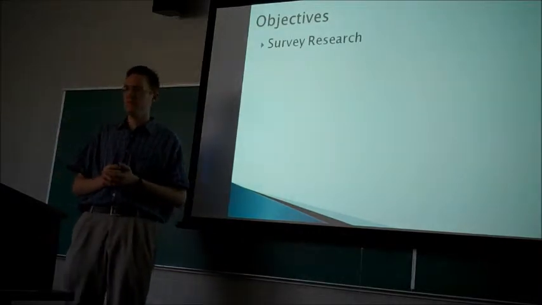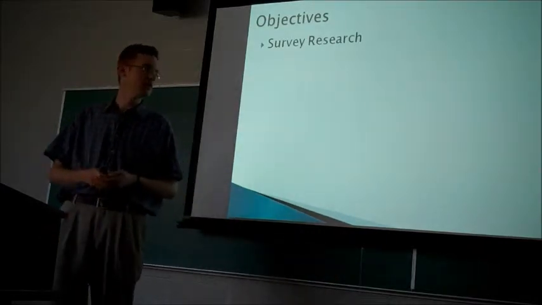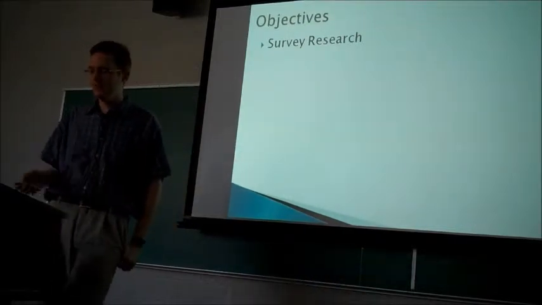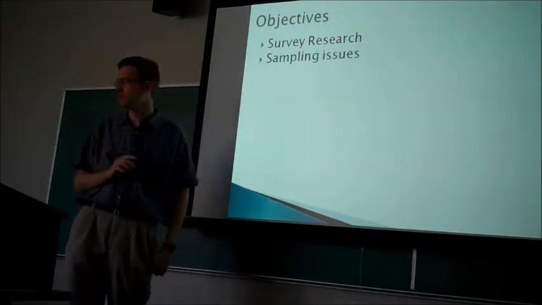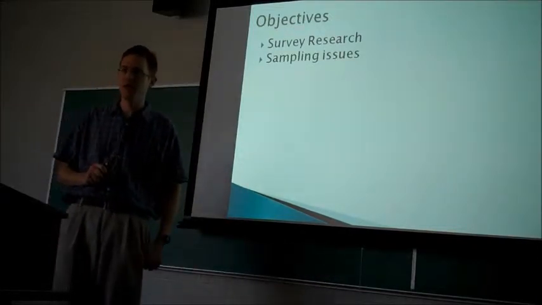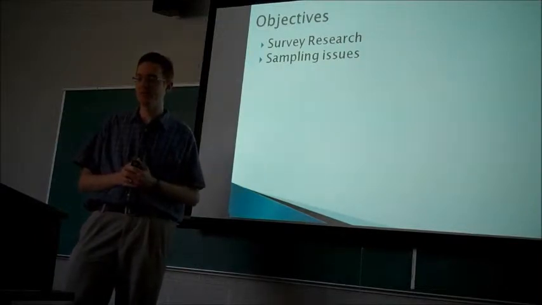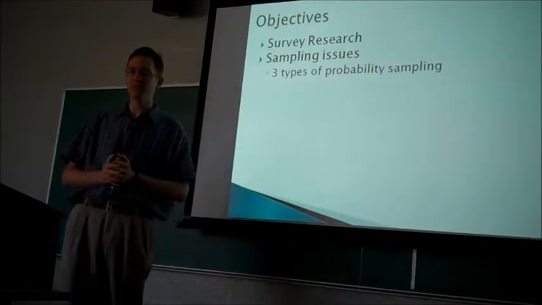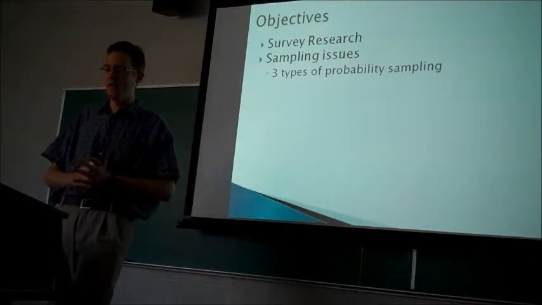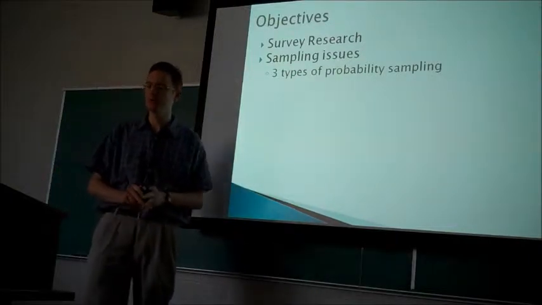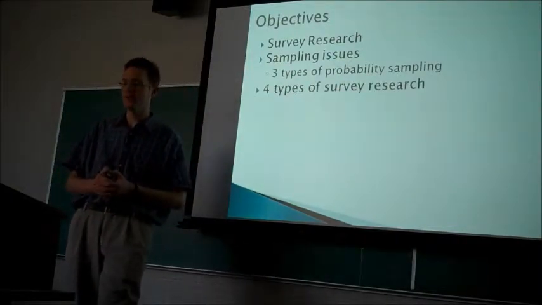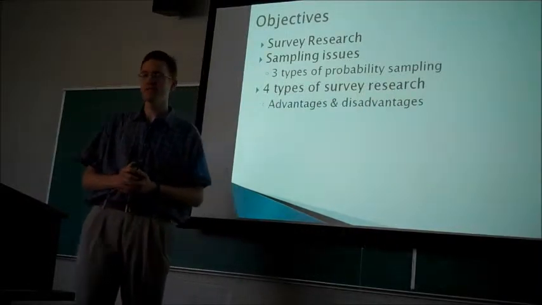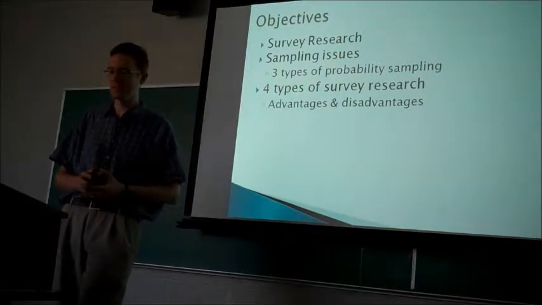Today we will start off by just talking broadly about survey research and giving a little bit of a historical perspective. And then we'll talk about some issues that are especially important in survey research, which is making sure that you have a good sample. And we'll talk about 3 different types of probability sampling. And then toward the end of today's class, we'll talk more about some different types of survey research, different ways that you can do surveys, and the advantages and disadvantages of those different approaches.